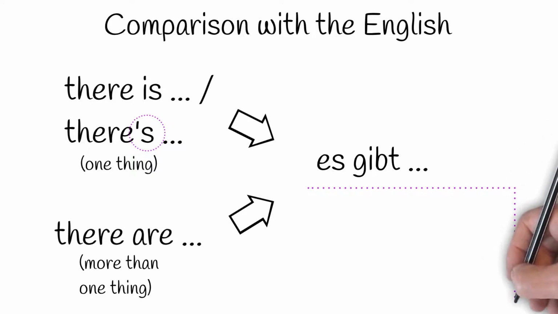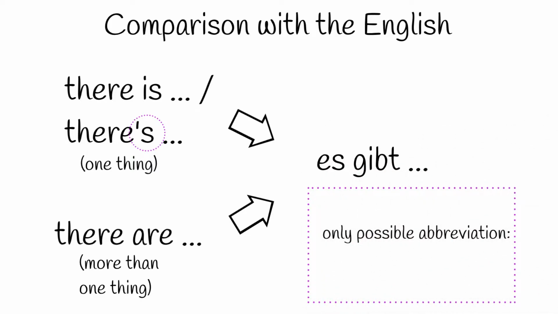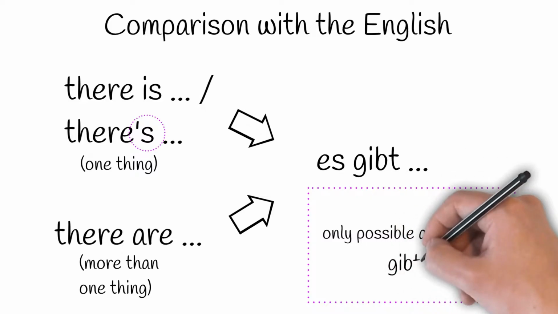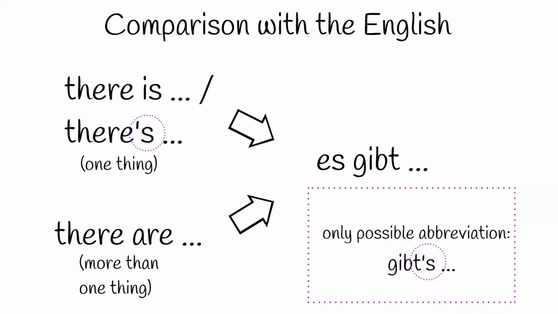Can we abbreviate this in German at all? We can, but the only possible abbreviation is if you flip the words around and say gibt es and then contract them and get rid of the e, gibt's. And you would do that in a question if the verb is coming before the es, the pronoun, or if you have some kind of adverb in the first position in the sentence.